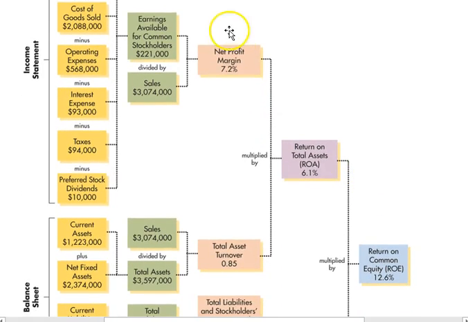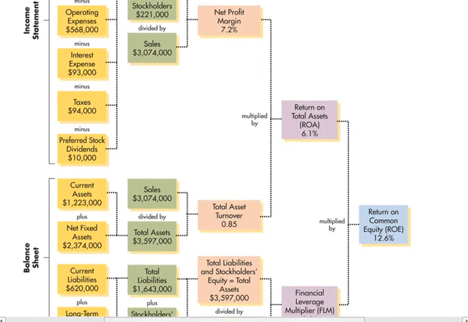Say it wasn't the profit margin that decreased, but the total asset turnover decreased. These two multiplied, we get return on assets. If total asset turnover is the problem, that's sales divided by assets, which gives us total asset turnover. If that's the problem, then either we increased our assets too much, or we didn't increase our sales enough, or our sales went down.